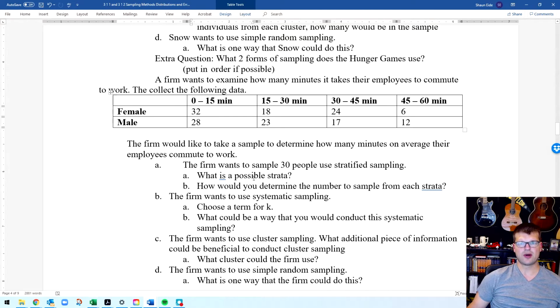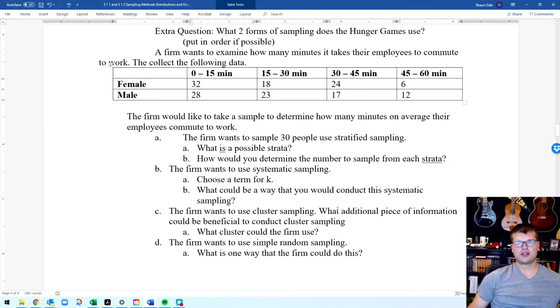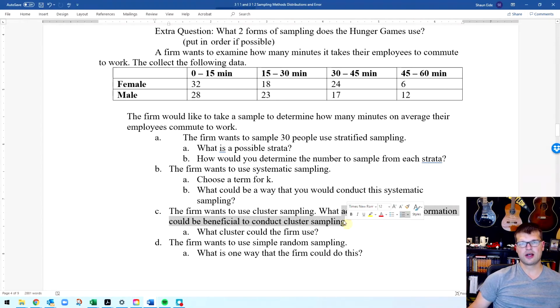What is a possible strata? Once again, what up here is stratified. The firm wants to use systematic sampling. How could you do that? The firm wants to use cluster sampling. What additional piece of information could be beneficial to conduct cluster sampling?